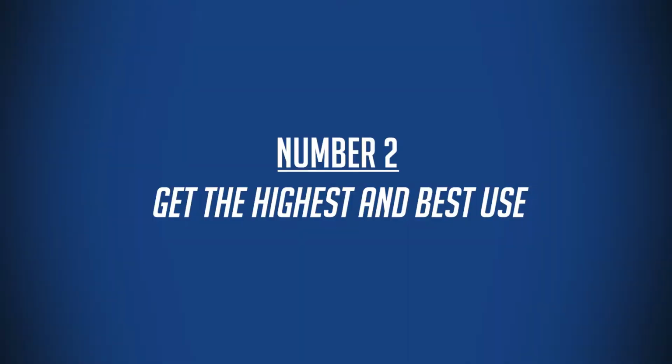Number 2 is to get the highest and best use of the income from that property. That could be adding a basement suite to the property. That could be adding an upper suite to the property. Maybe that's adding a garden suite in the garden and creating a new source of income from that asset so that you can use that to increase your cash flow.